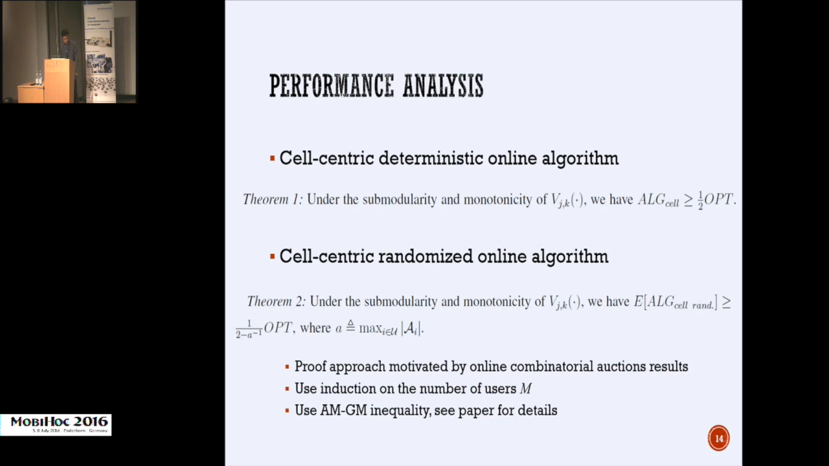So the general proof idea is motivated by online combinatorial auctions, where we use induction on the number of users and some inequality, such as the AM-GM inequality. The details are in the paper.